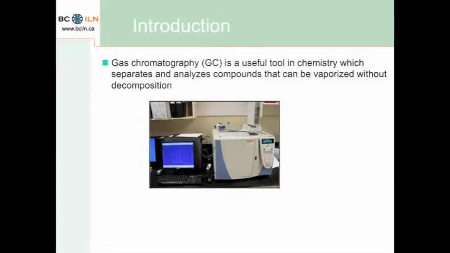Gas chromatography, also known as GC, is a very useful tool used in chemistry for separating and analyzing the different components that make up a sample. In order to perform GC analysis, you need to have a sample that is in the gas phase. This means that your sample has to be able to be vaporized without decomposition.